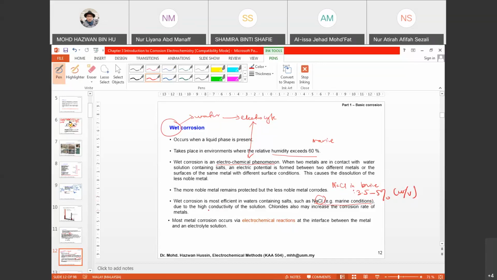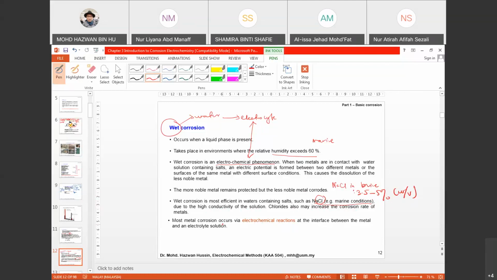This is actually due to the fact that this salt is a highly conducting solution, and chloride may also increase the corrosion rate of the metals. As I said, chloride ions are known to be aggressive anions. They can trigger the attack, and when you have an aggressive attack on the surface, the corrosion process will become faster.